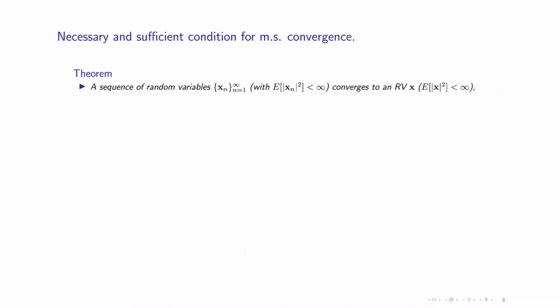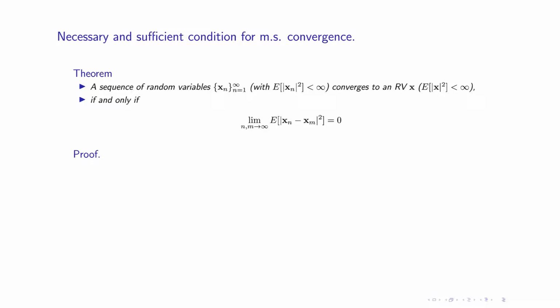So the theorem is that a sequence of random variables, x of n, if it has finite power, that is, its second order moment, the expected value of its absolute value squared, is finite, then the random sequence converges to a random variable with a finite power. If the powers are not finite, this theorem is not valid. It converges if and only if you have a Cauchy convergence.